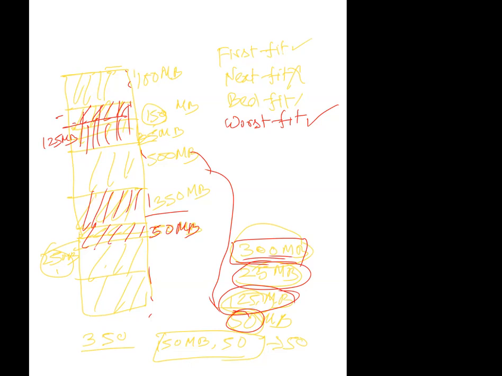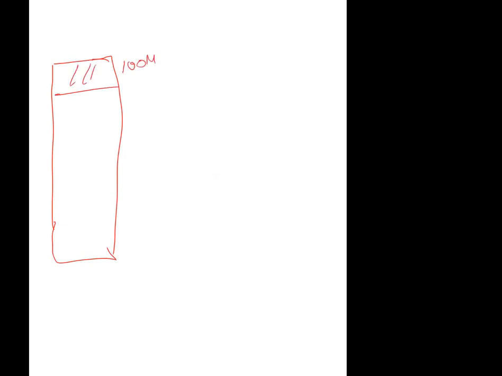Let's see another example, with a clearer drawing. The same memory structure. Here is 100 MB. Here is 150 MB available. Here is 500, the same memory structure, and then 350 space, but it is okay.